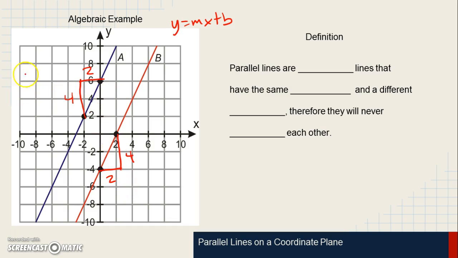So we can say that the slope for line A is 4 over 2, which is just 2. And we can also say that the slope for line B is 4 over 2, which is just 2.